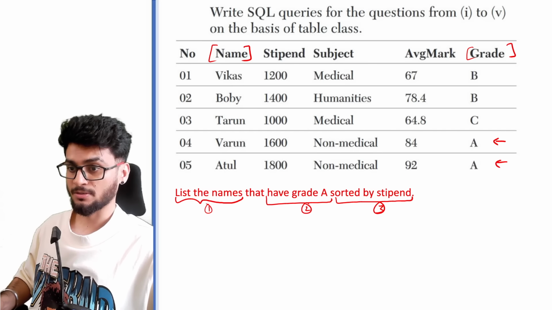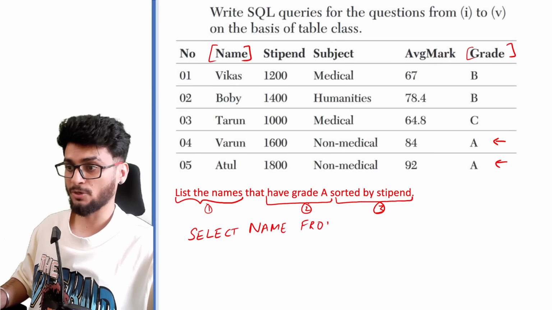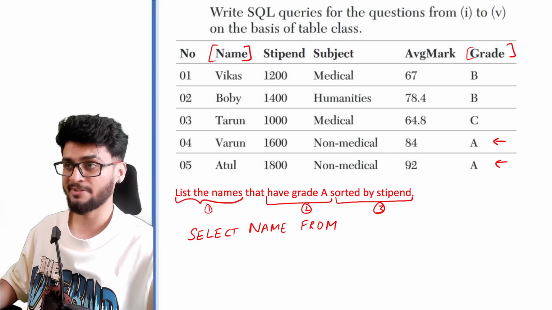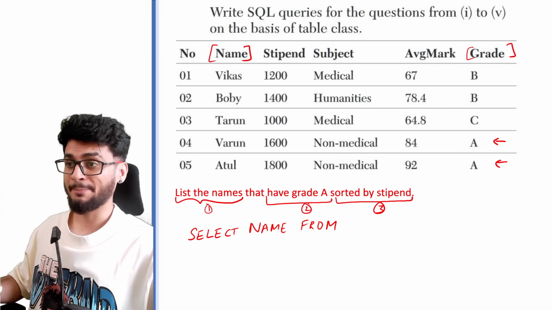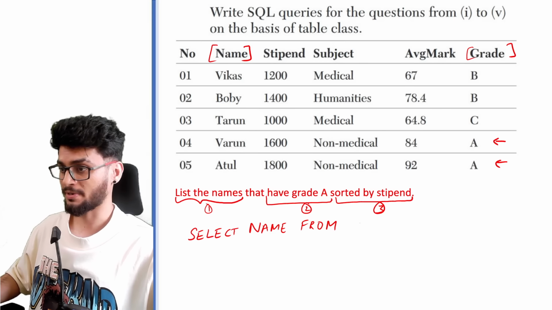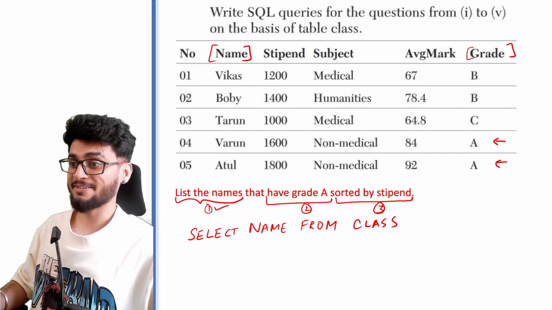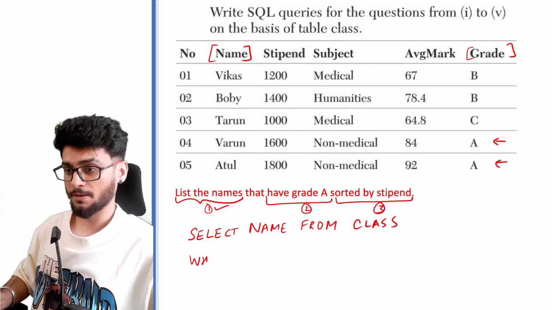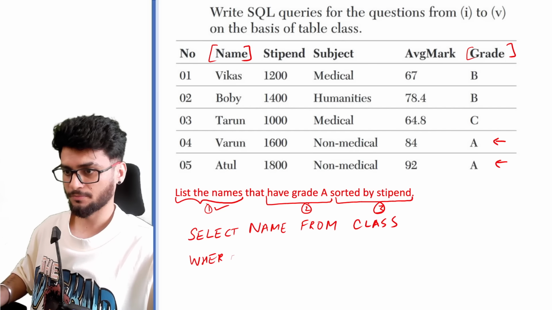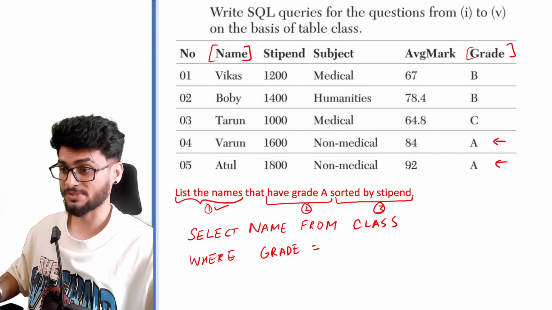So listing the names, we use select statement. Select name from table. Always remember जब भी हम लोग select statement use कर रहे हैं we also need to mention कौन से table में से, because a database has a lot of tables, we need to specify which table is it exactly. From class, now first part is done, that have grade A. Now we say where grade equals, again it is a text so we use inverted commas.